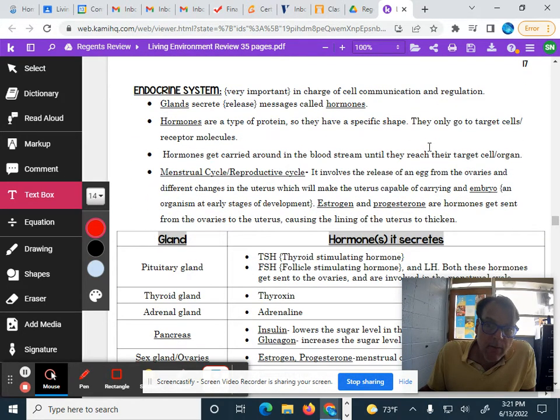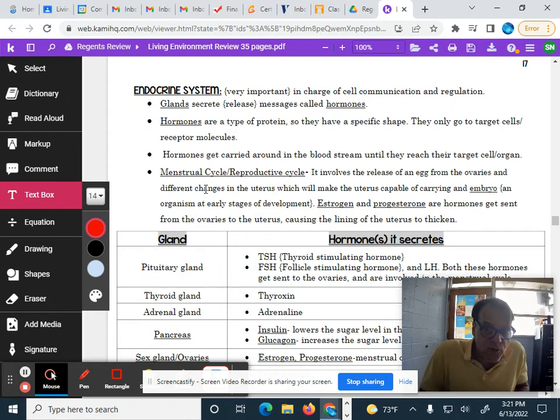Endocrine system is how we regulate our hormones, help regulate bodily functions. Glands secrete hormones. Hormones, again, have specific shapes that attach to receptors. The menstrual cycle is a big one, talked about on the Regents. It involves the release of the eggs from the ovaries and causes different changes in the uterus that allows the ability for an animal, and humans are animals, to carry an embryo.